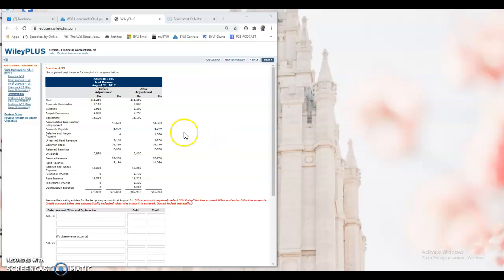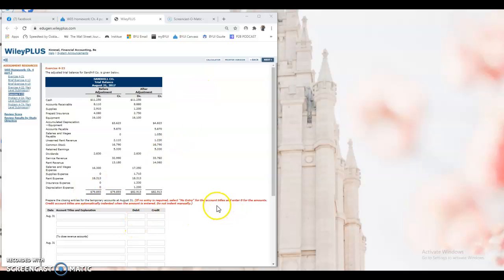This is the adjusted trial balance for Sandhill Corporation as of August 31, 2017. As you all know, the adjusted trial balance shows the balances of all accounts, including those adjusted at the end of the accounting period. The purpose is to prove the equality of the total debit balances and total credit balances in the ledger after all adjustments. Because the accounts contain all the information needed for financial statements, it becomes the primary basis for the preparation of the final statements. So now to record the closing entries for Sandhill Corporation.